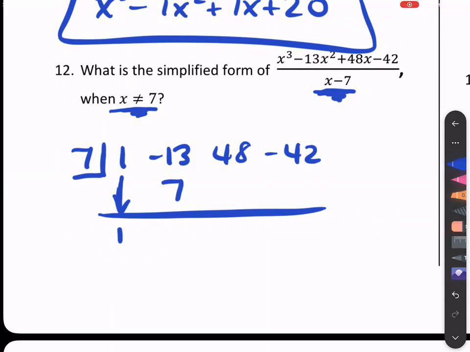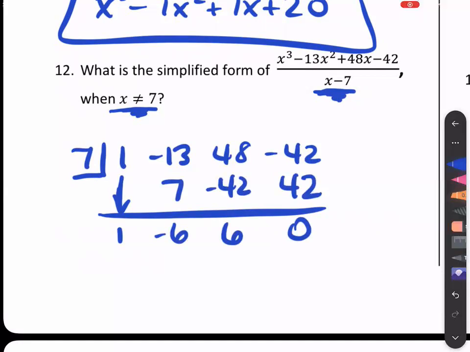Then you're just adding those together straight down. So negative 13 plus 7 gives me negative 6. Negative 6 times 7 gives me negative 42. Then I get 6. And then 6 times 7 is 42, and I get 0.